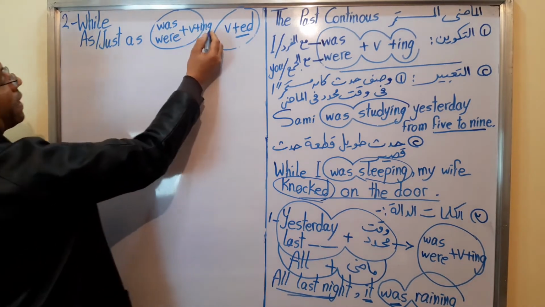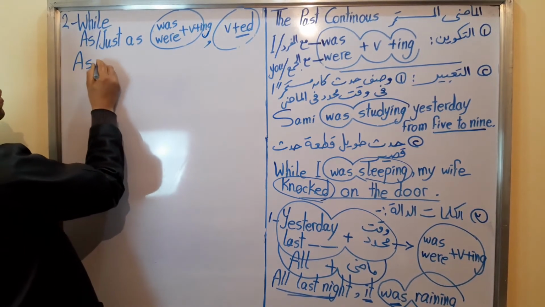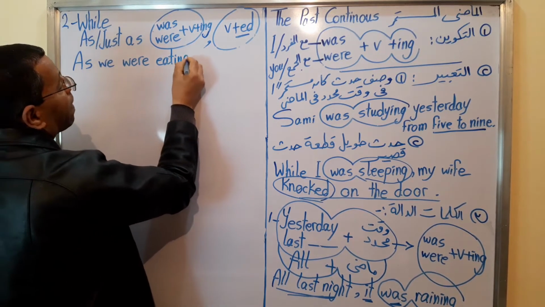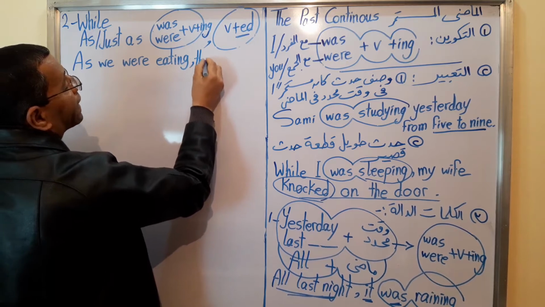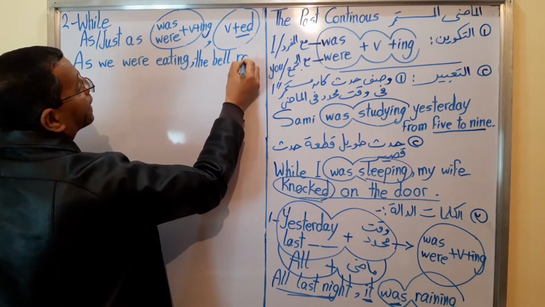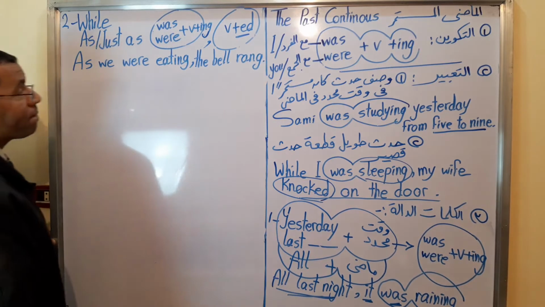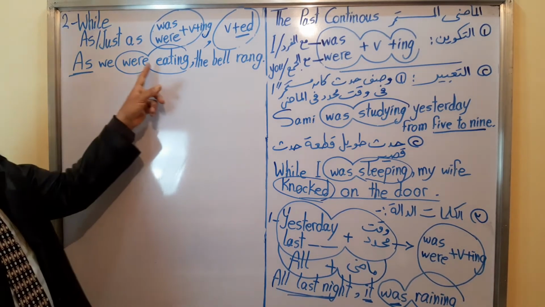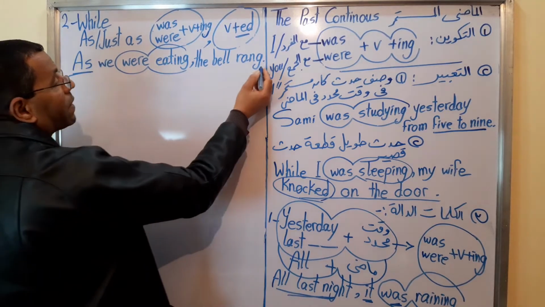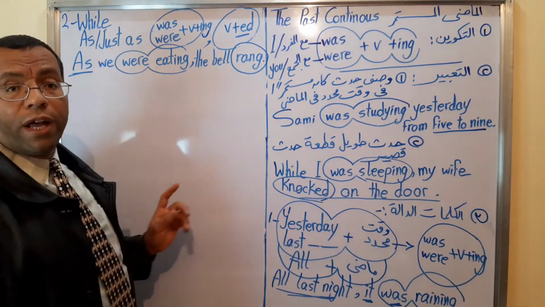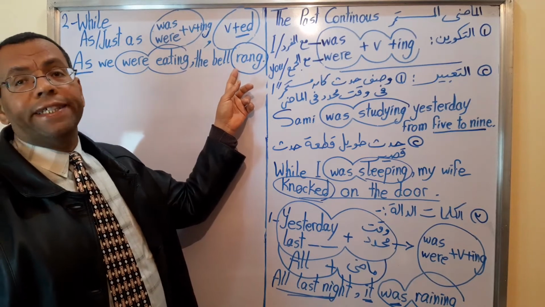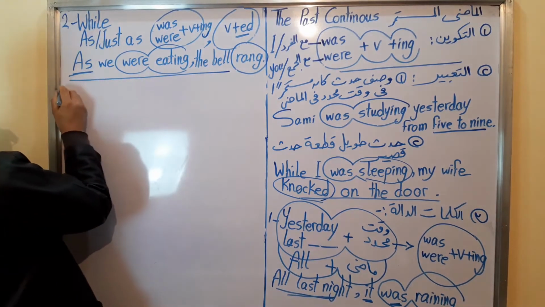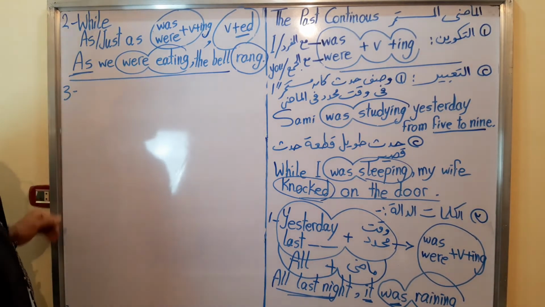Look at the example: as we were eating, the bell rang. The keyword is as: as we were eating, the bell rang. Rang is past simple, an irregular verb because it didn't take ed: ring, rang. The bell rang.